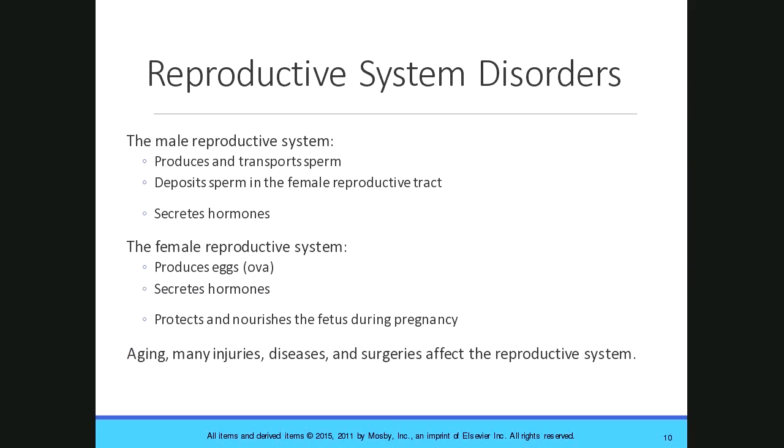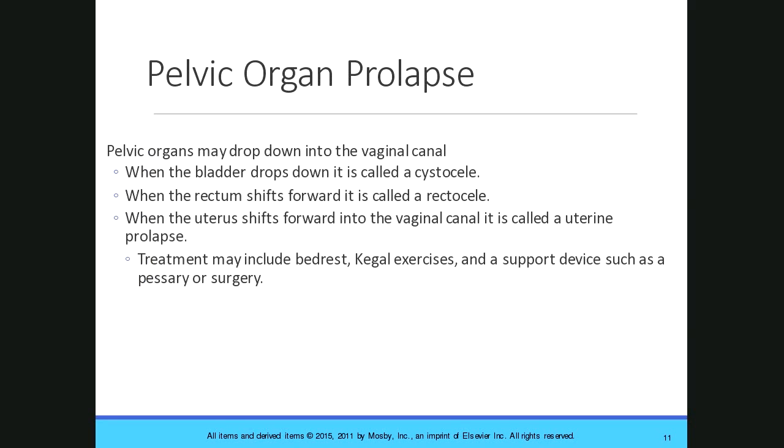As far as reproductive system disorders, that's pretty simple. Males produce sperm, females produce eggs. Both sexes produce different types. We produce all the hormones for each of us, but the levels at which we produce them are different. And of course, aging and injuries and disease all can affect the reproductive system. And that's really all you got to know about reproductive.